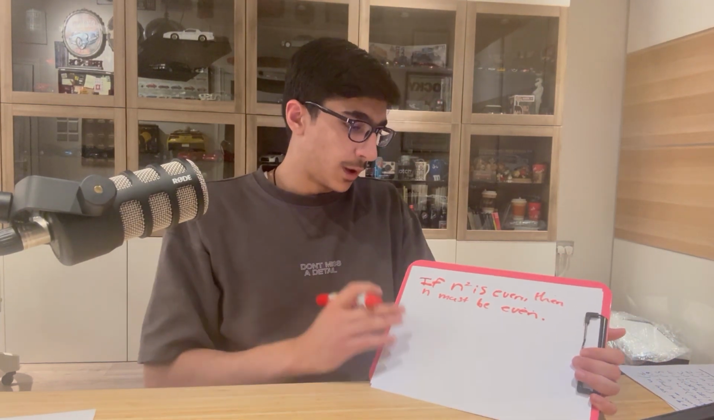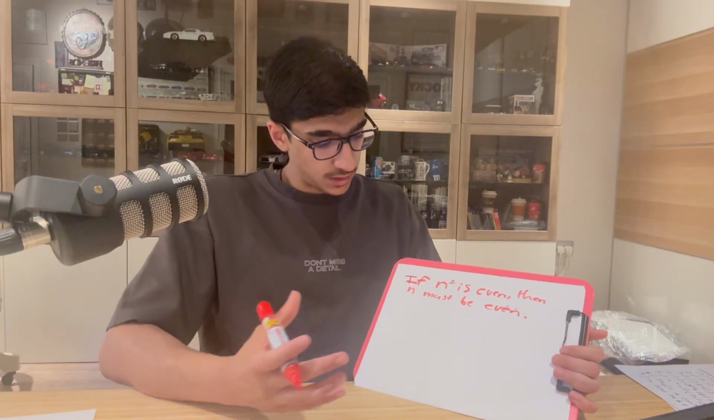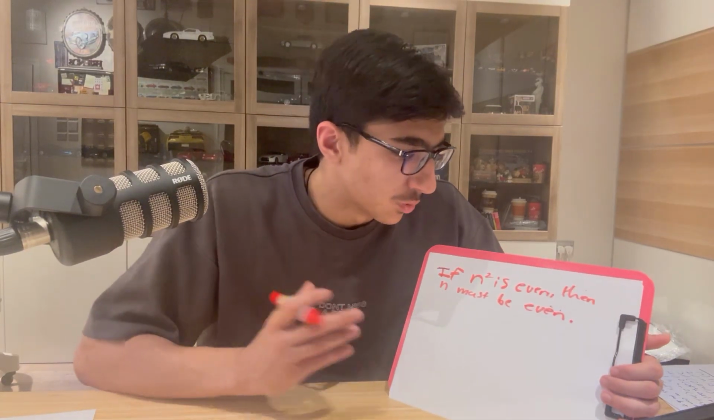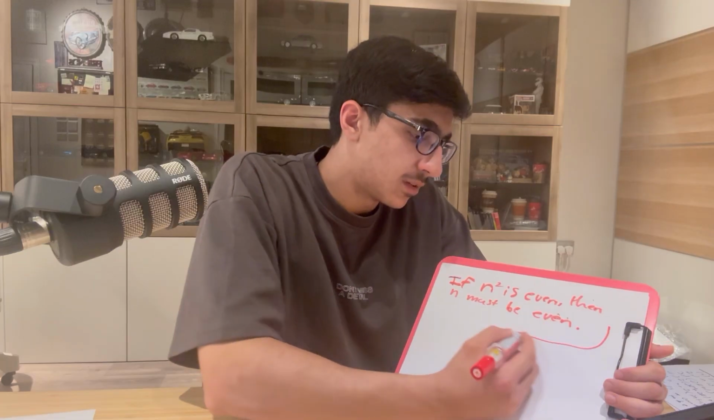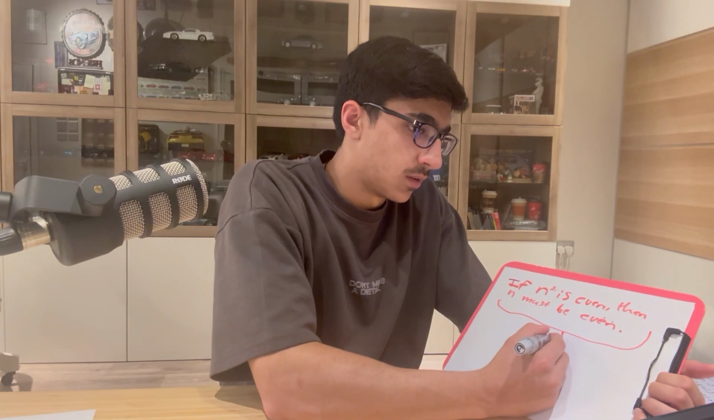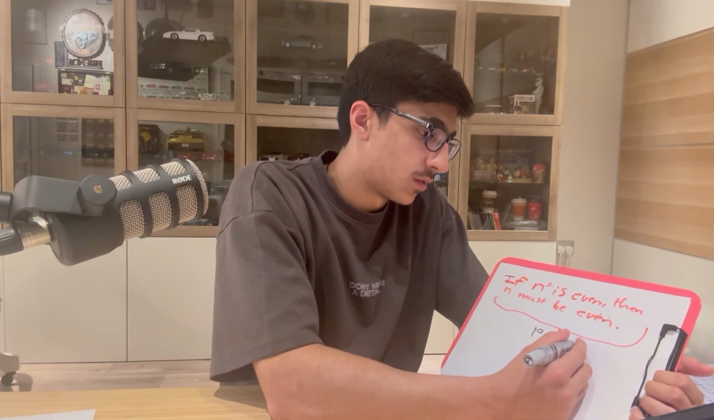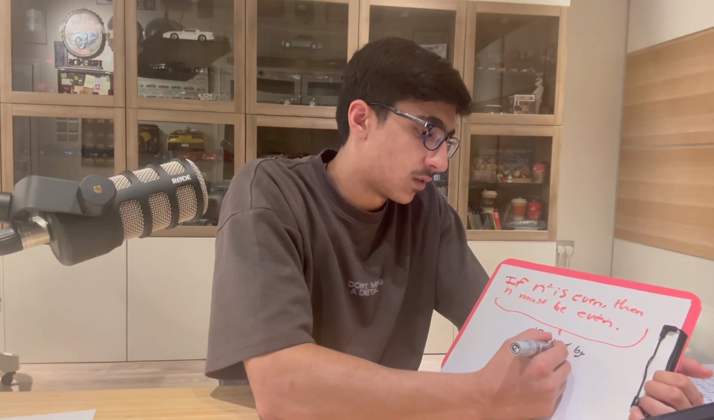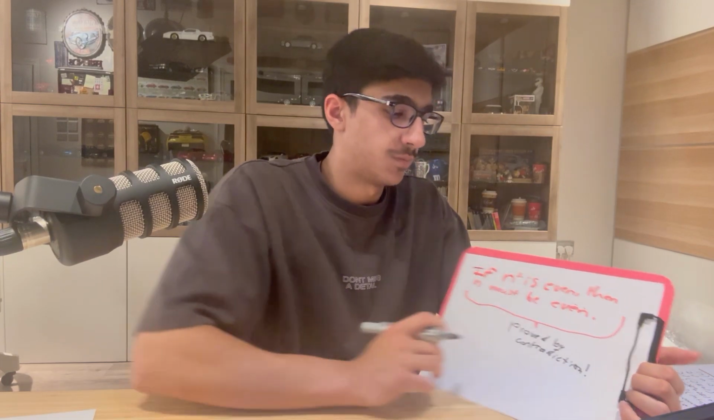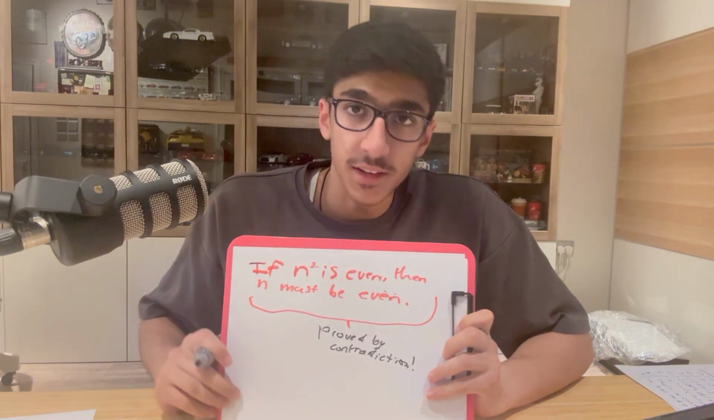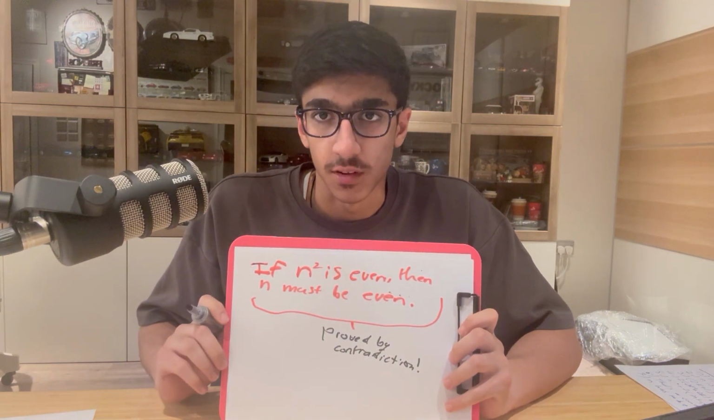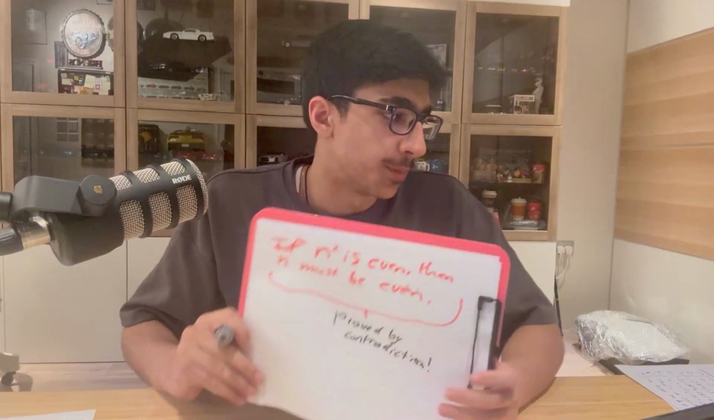Okay, so now we've proved that if n to the power of 2 is even, then n must be even. This statement is proved by contradiction, as we went through the 7 steps of contradiction. So if n to the power of 2 is even, then n must be even, and we proved it by contradiction.